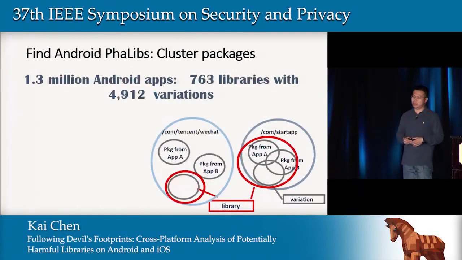So in the end, from the 1.3 million Android apps, we got 763 libraries with 4,912 variations.